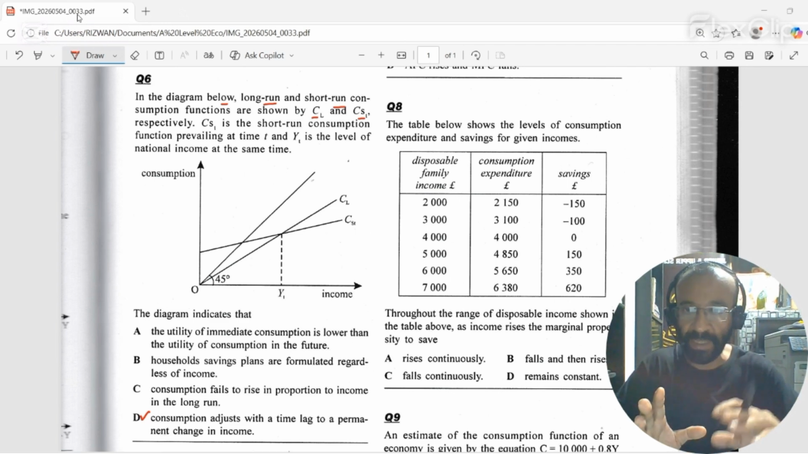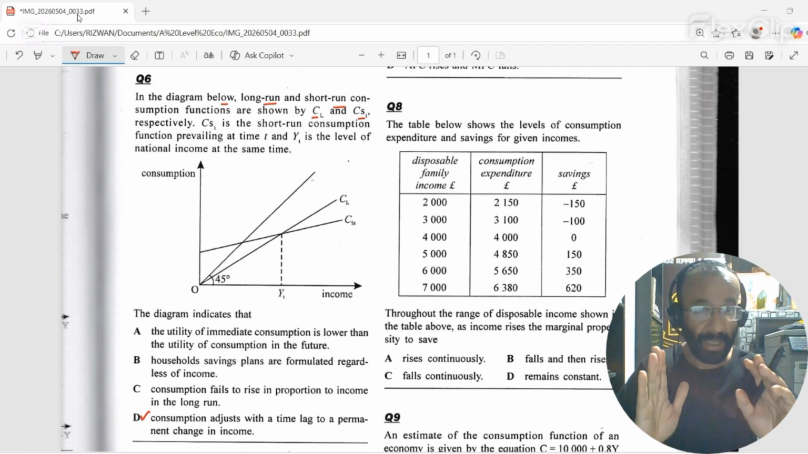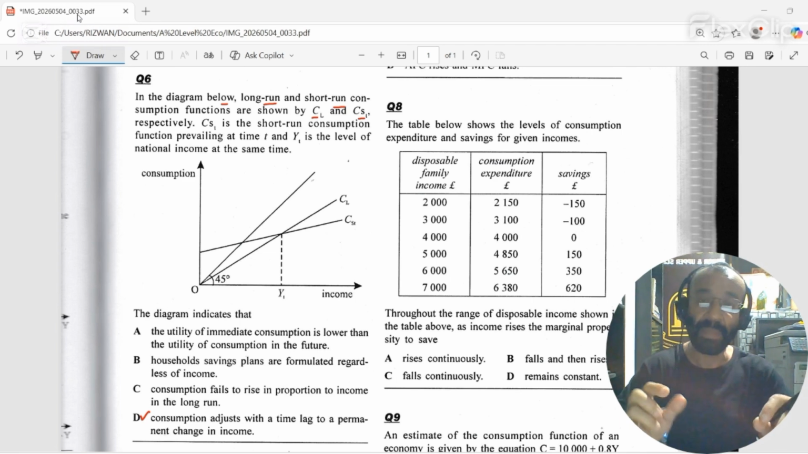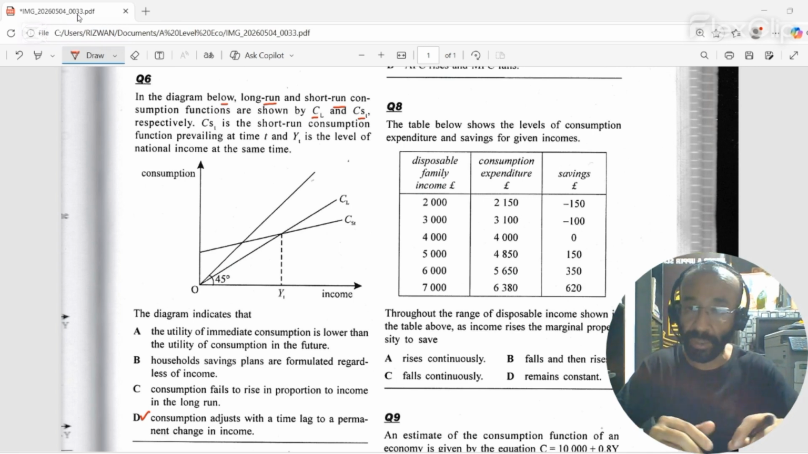The shift actually happens over time, as consumers realize the change in income is permanent and adjust their living standards, and the short run consumption function shifts upwards. It eventually intersects the new income level right on the long run line, that is CL. Therefore, the diagram shows that while consumption is proportional to the income in the long run, it adjusts with a time lag in the short run.